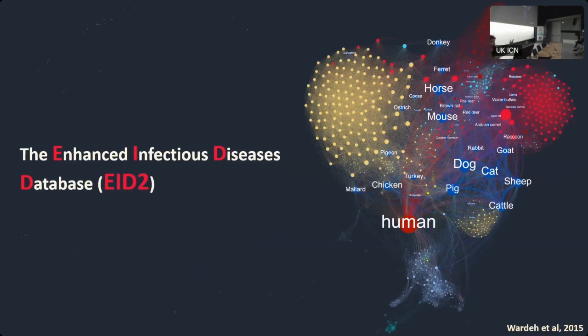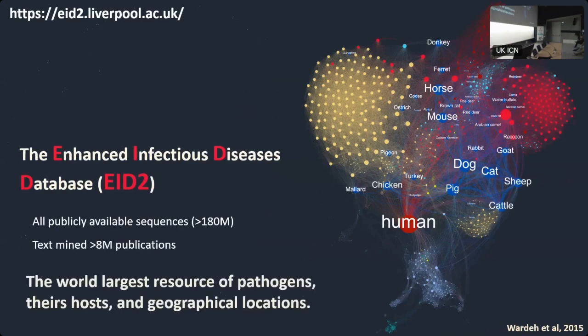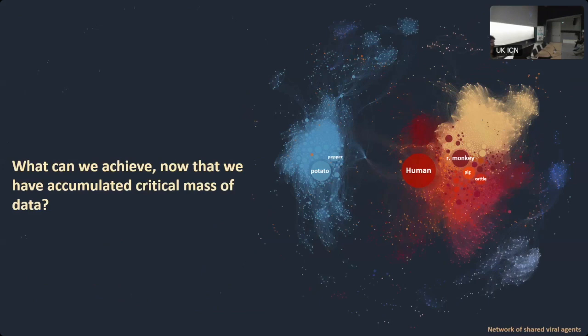We call it the Enhanced Infectious Diseases Database, EID2, and we have mined all publicly available sequences that tell us what has been sequenced, what pathogen, and what host it might have been sequenced from. And we have mined information from over 8 million publications. While there are other resources out there, EID2 is the world's largest of pathogens, their hosts, and where they are in the world. So because we have accumulated this data, what can we do with it now?